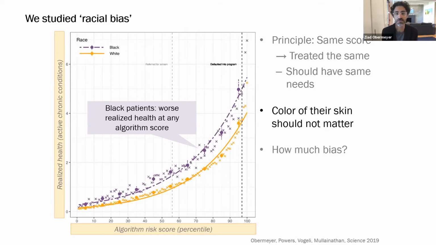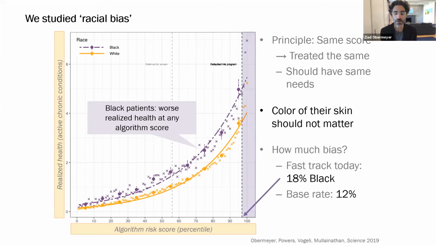So here's, I think, a statistic that I found interesting, which is when we set out to measure how much bias, is this a lot of bias, is this a little bias, we looked at that high-risk group. So this is like the top 2-3% of patients that were prioritized for access to high-risk care management. And one statistic I can tell you is that to the right of that line in that purple box, the fast track, this high priority group, is 18% Black. That's the program as it was when we studied it. The base rate, the population rate of Black patients in this primary care population we studied was 12%.